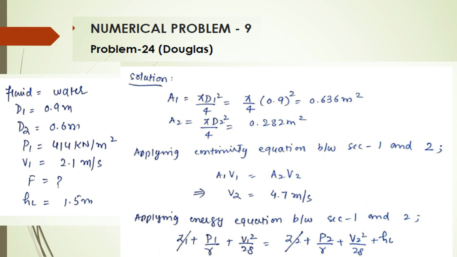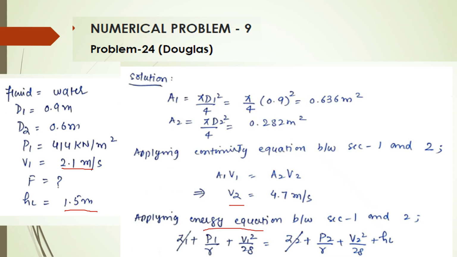So now you can solve the problem for the reducer, where you have the larger diameter as 0.9 meters and the smaller diameter of the pipe as 0.6. The pressure at section 1 is 414 kilonewton per meter square. Velocity is 2.1 meter per second, and you need to determine the force, where head loss is 1.5 meter. You know very well about this strategy. You need to determine the velocity V2 by applying the continuity equation.